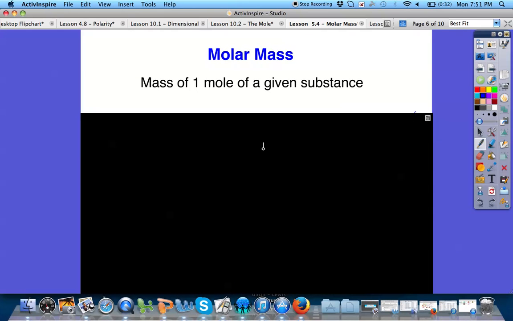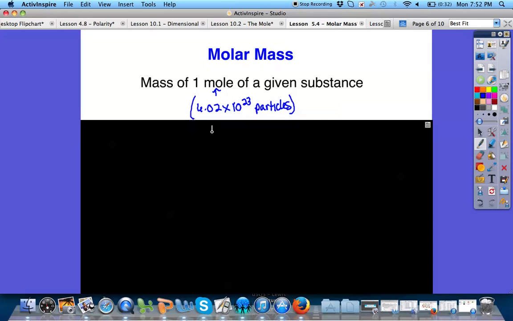So molar mass is the mass of 1 mole of a given substance. And remember that 1 mole is 6.02 times 10 to the 23rd particles. And depending on if we have atoms, molecules, or formula units, depends on what those particles are.